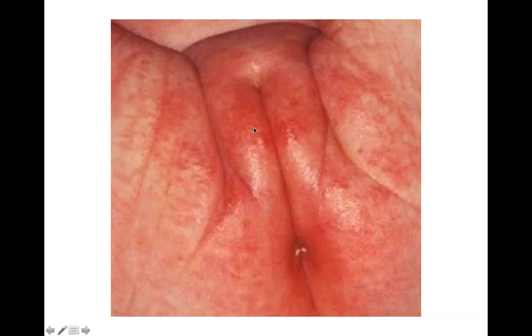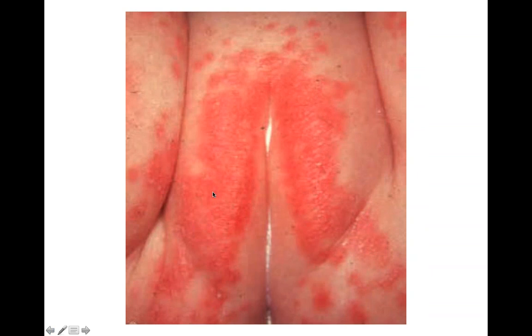So it is basically irritant. There is sparing of the genitocrural folds, and also there are no satellite lesions. Now this is a Candida infection. There are satellite lesions here, involvement of the genitocrural folds, and also tomato red plaques. This is characteristic of three things: satellite lesions, tomato red plaques, and involvement of the genitocrural folds. So this is called Candida infection.